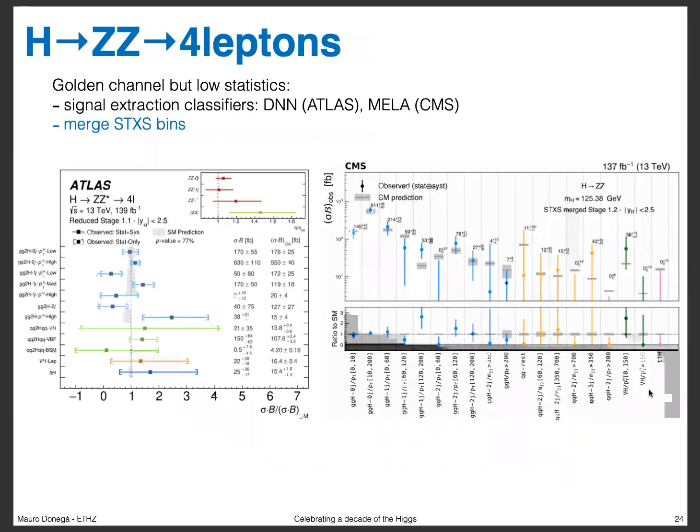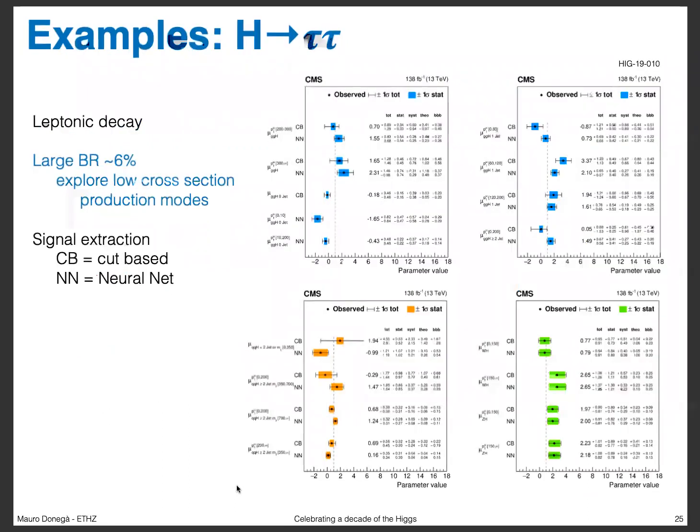Then X to 4 leptons, this is the so-called golden channel because of the mass resolution that is achieved in our detectors. And here you see instead the problem of not enough statistics. And so some of the bins have been merged together. So this is the typical thing you resort to do when we don't have enough statistics for this classification.